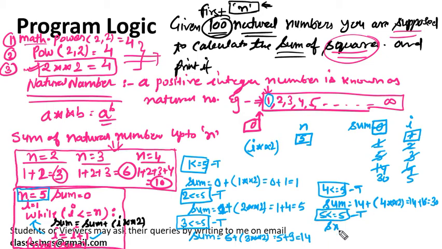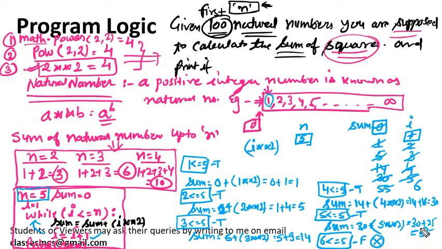Now sum equals sum value 30 plus 5 star 2, that means 5 square, so 30 plus 25, that will become 55, so sum value will become 55 now. I value becomes 6, again the loop will check, 6 is less than or equal to 5, condition goes false and the loop will terminate. Print the sum, it will be 55.